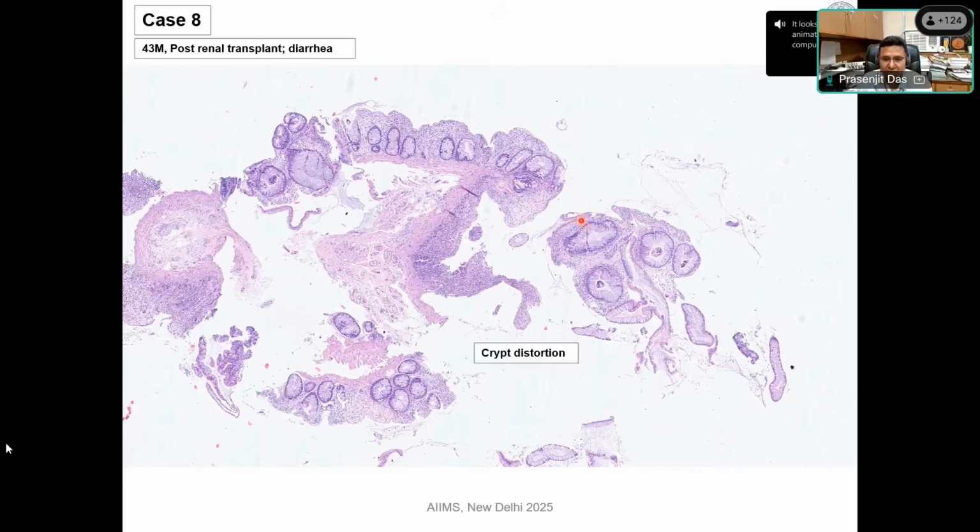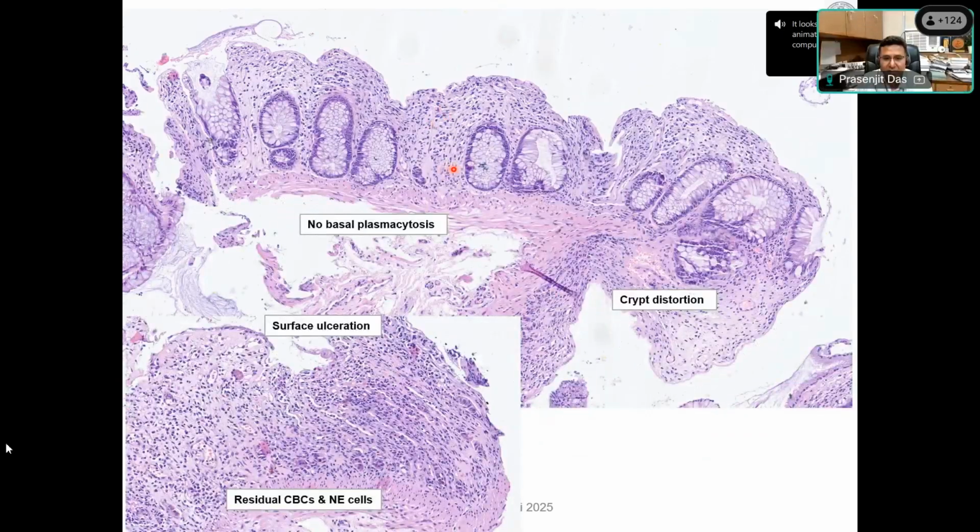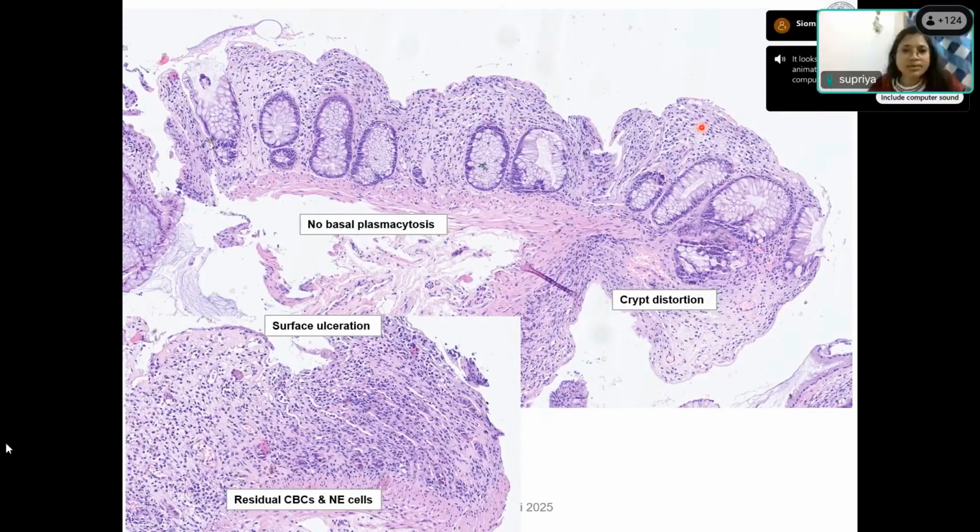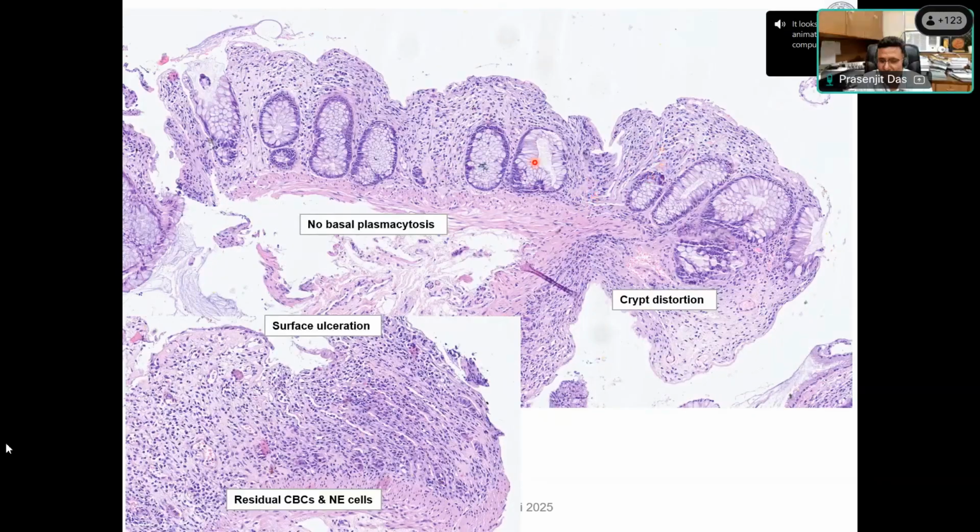So we'll go ahead. 5 fragments, and the crypts are very well taken. Are they dilated or distorted? So it is distorted. How much is the inflammation? Very mild? We have heard that the crypts are distorted. Now I am asking, the inflammation is? What about inflammation? Can anyone tell me if the mucosa is inflamed or not?